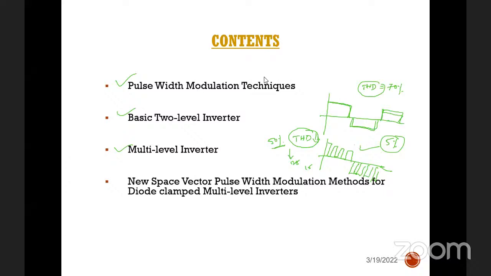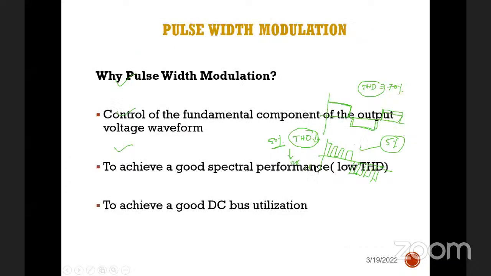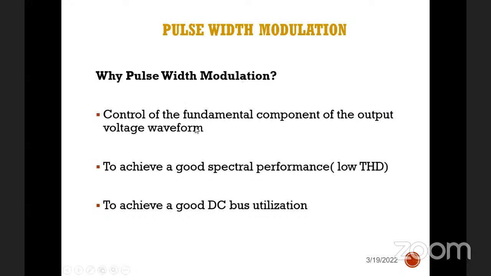Why pulse width modulation? The main purpose of pulse width modulation is control of the fundamental component of the output voltage waveform, and to achieve good spectral performance, that is low total harmonic distortion, and good DC bus utilization. For that purpose, we are going to use pulse width modulation. It gives us when to turn on our switch and when to turn off our switch.